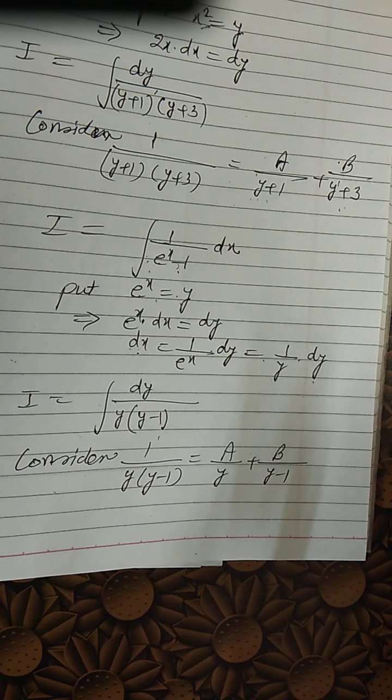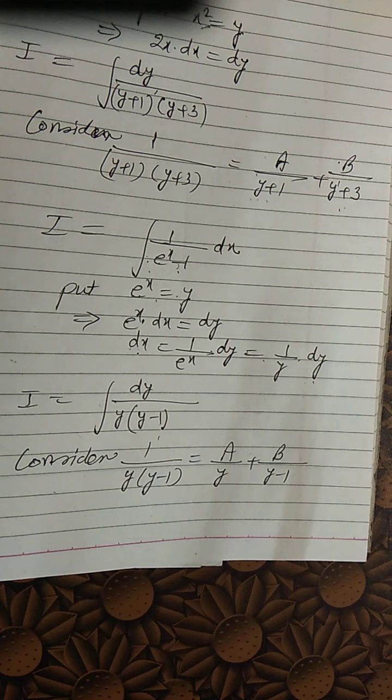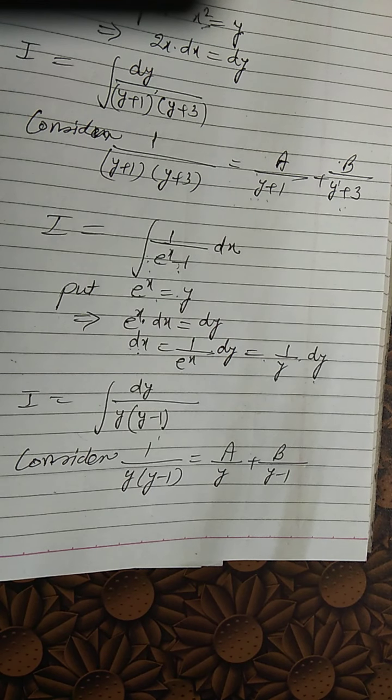22, same way you people will do, and 23 also. 23 is you are having x into (x square plus 1) in the denominator. X square plus 1 is a quadratic which can't be factorized. So you will use the form which we have done in one sum earlier, sum number 13. The same way you people will do sum number 23.